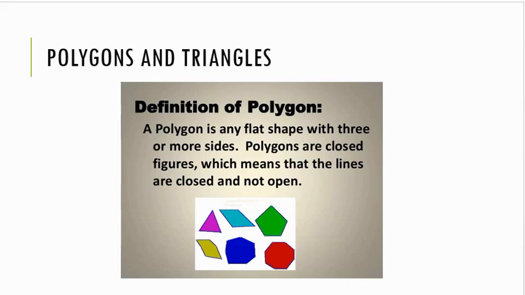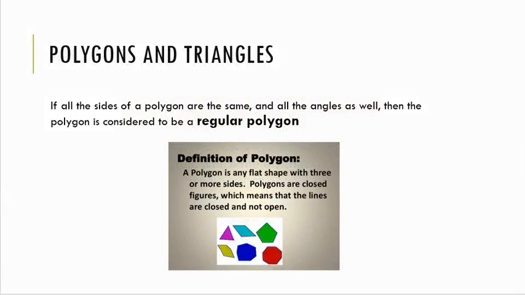Now, in geometry, we mostly talk about regular polygons. A regular polygon just means that all the sides are equal. So down here you see some odd-looking shapes that don't look exactly equal. Those are still polygons, they're just not regular polygons. So here we see if all the sides of the polygon are the same and all the angles as well, then the polygon is considered to be a regular polygon.